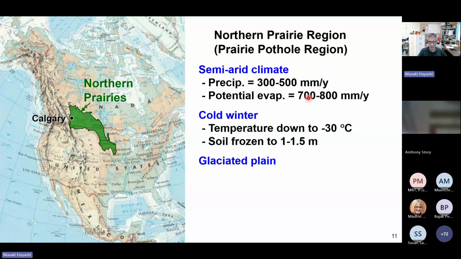So it's a dry place. The precipitation ranges generally from 300 to 500 millimeters per year, whereas the potential evaporation can exceed 700 millimeters per year. So there's a moisture deficit during the growing season. So summer runoff is very rare. And yet we have a cold winter, the temperature going down to minus 30 degrees, and soil is frozen to a meter and a half.